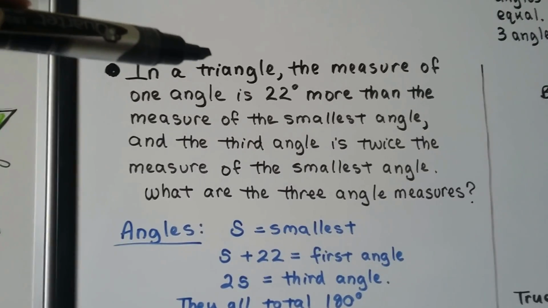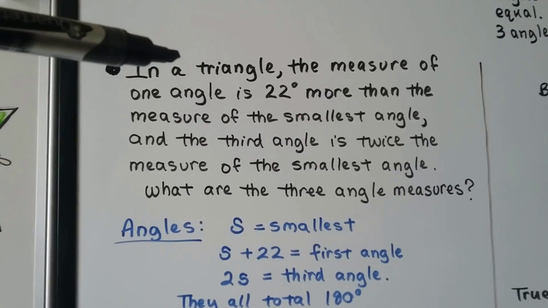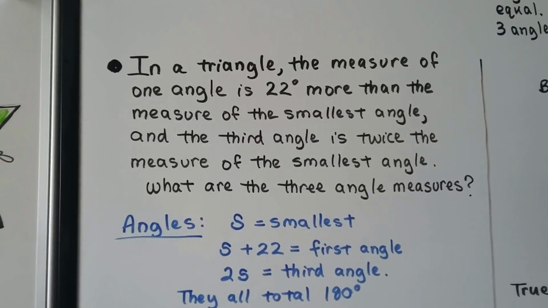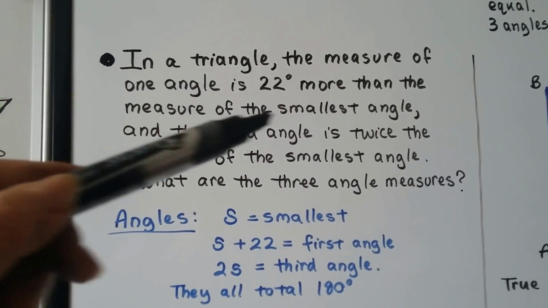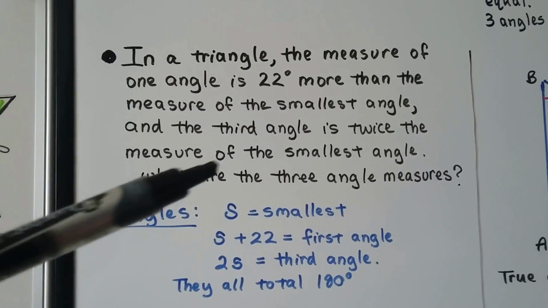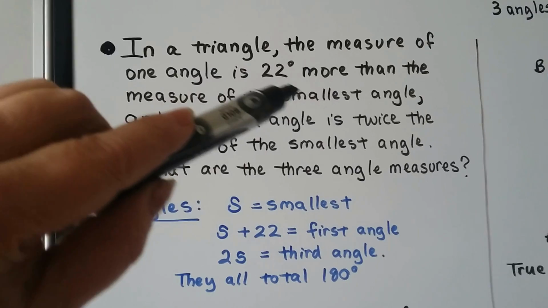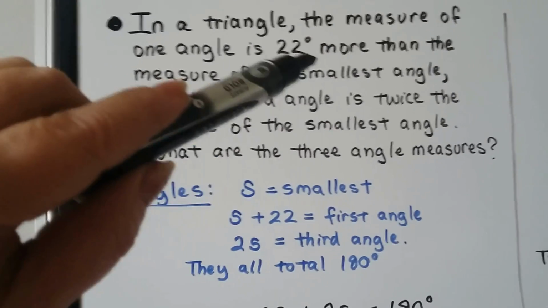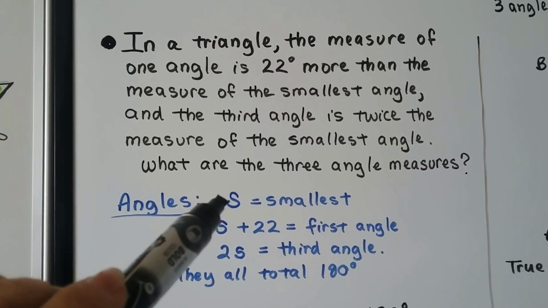So it doesn't tell us what type of triangle, so we're on our own, aren't we? There's no right triangle here with 90 degrees. But it does tell us the measure of one of the angles is 22 degrees more than the smallest one. And it does tell us that the third one is twice the measure of the smallest one. So look what they're doing. Everything's being compared to the smallest one. So the smallest one is going to be our clue. We're going to let S equal smallest.